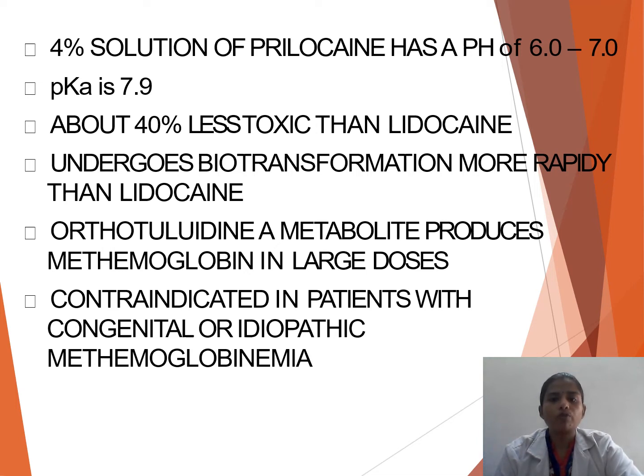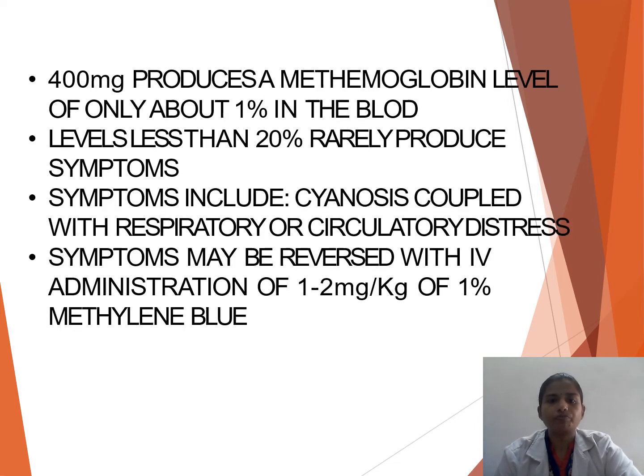It undergoes biotransformation more rapidly than lidocaine. Orthotoluidine is a metabolite that produces methemoglobin in large doses. It is contraindicated in patients with congenital or idiopathic methemoglobinemia. 400 milligrams produces a methemoglobin level of only about 1% in the blood; levels less than 20% rarely produce symptoms. Symptoms include cyanosis coupled with respiratory or circulatory distress. Symptoms may be reversed with IV administration of 1 to 2 milligrams per kg of 1% methylene blue.